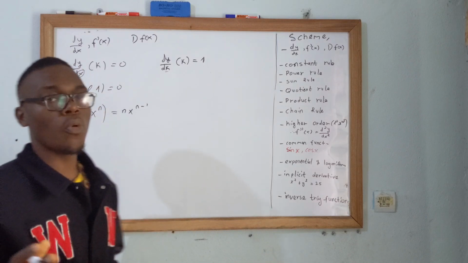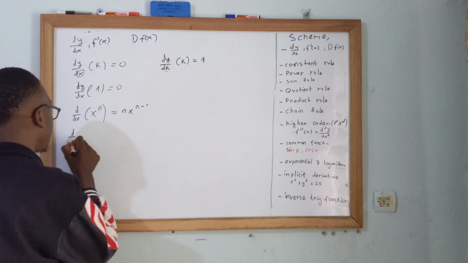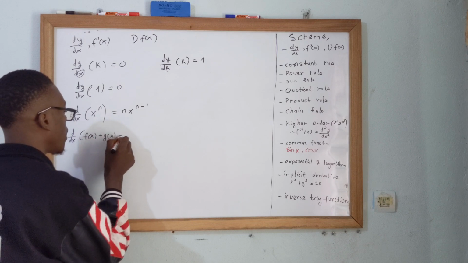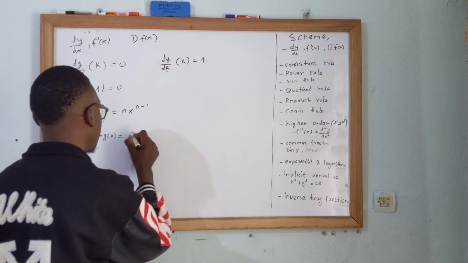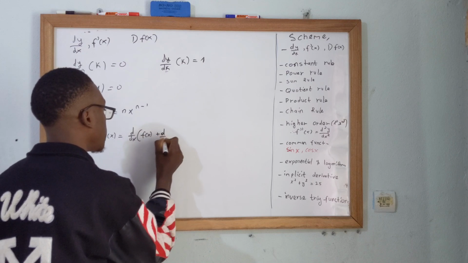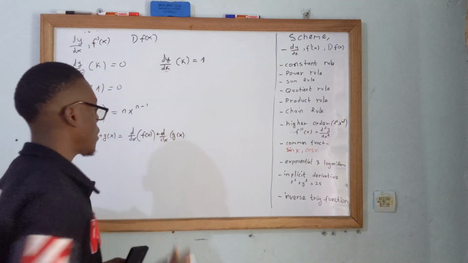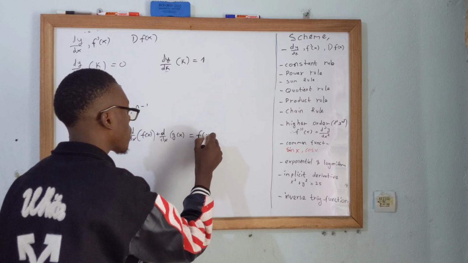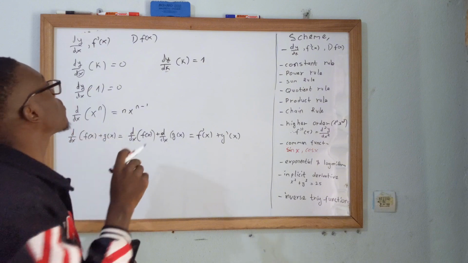Moving then on to the sum rule. Sum rule, addition, okay, or subtraction. If you have d over dx of f of x plus g of x, that will be equal to what? We differentiate separately by separating f of x and g of x. And I'm going to be having what? d over dx of f of x plus d over dx of g of x. Okay, we are having that separately. And from here, we can have what? f prime of x plus g prime of x. Yeah, that's what we have at this point.